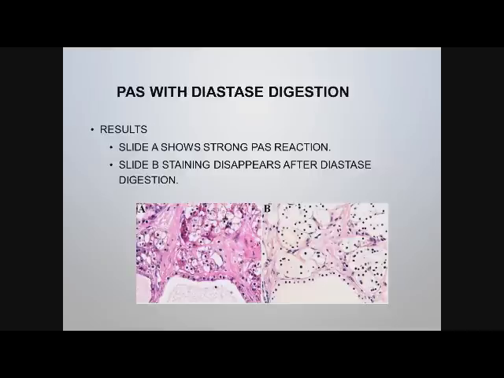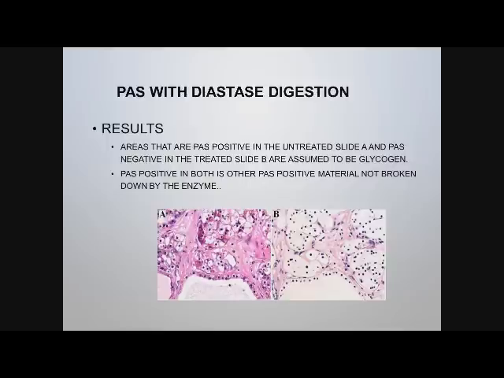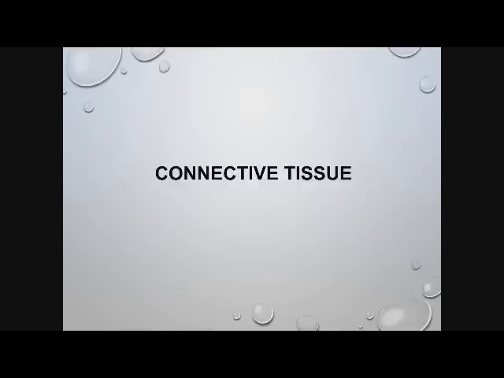Slide A will show a strong PAS reaction. Slide B, it might show it if you have PAS or if you have glycogen, but it disappears after diastase digestion except for just a little bit. Interpreting the results, basically the areas that are PAS positive in the untreated slide A and PAS negative in the treated slide B are assumed to be glycogen. So just put this in your head that glycogen is digested out. There might be other material there that's not glycogen but still PAS positive and was not broken down by the enzyme. Okay, we're going to move on to our next group.